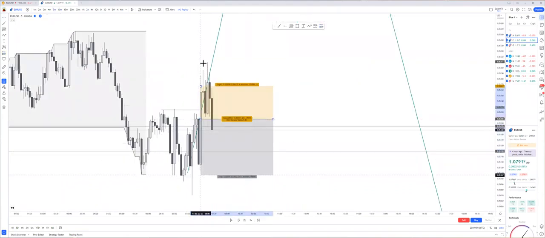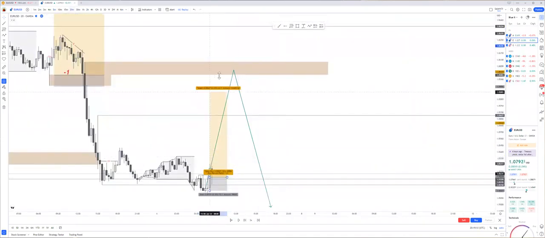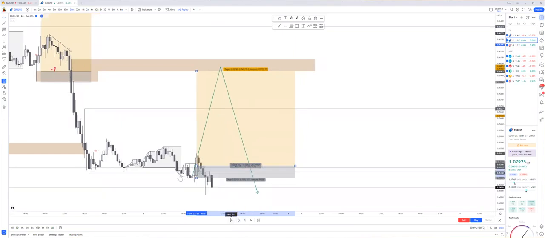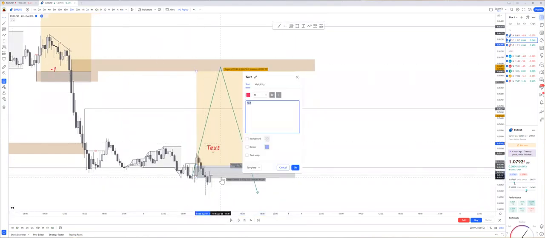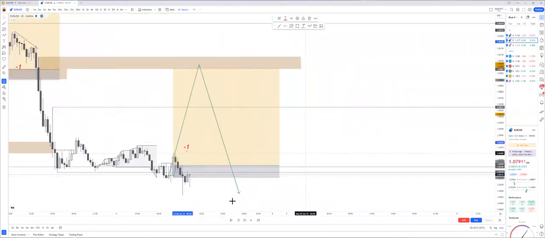Place my stop loss below here. I'm really targeting the Asian high, but that's not going to give me a good risk to reward. So let's see if we can get all the way up here. Okay. And let's play this out. Okay, so that lost. So now we have another -1. So that's fine. So now we're just waiting. I still think I just got in a bit early.